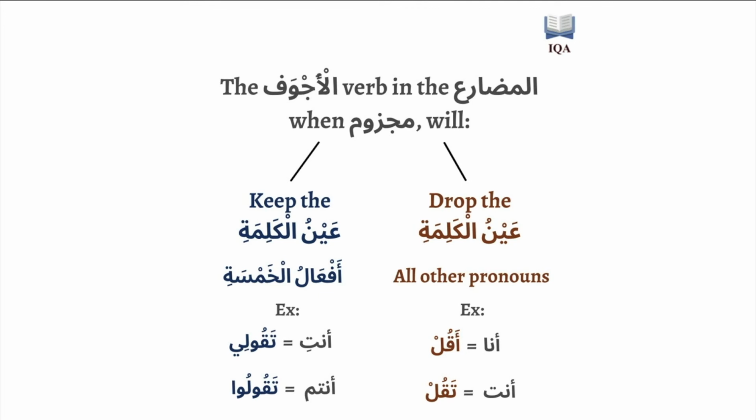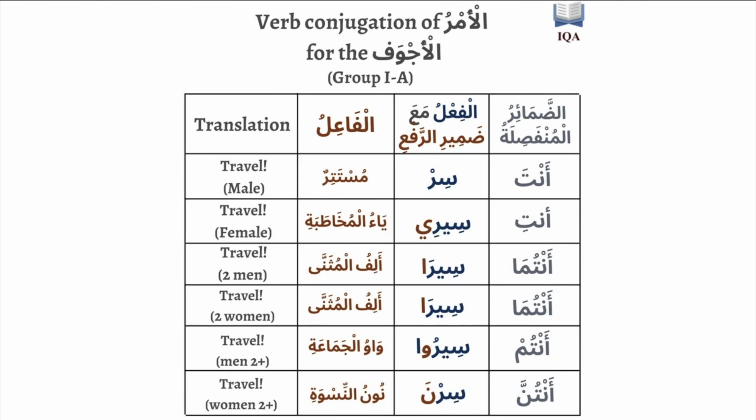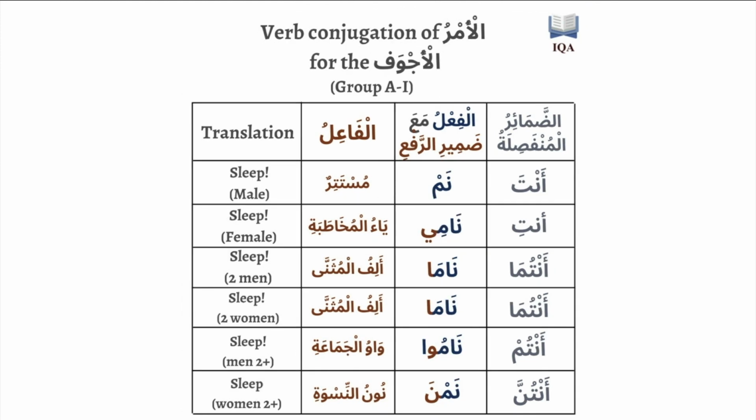Now let's go on to the Ajwaf verb in the amr. The Ajwaf verb in the amr is very simple. For group AU, it would look like this: qul, quli, qula, qula, qulu, qulna. It's very simple. For group EA, it looks something like this: sir, siri, sira, sira, siru, sirna. And then for group AE, it will be nam, nami, nama, namu, namna.